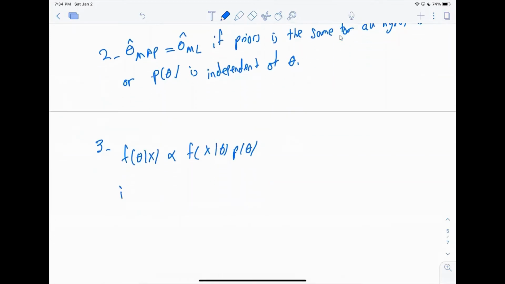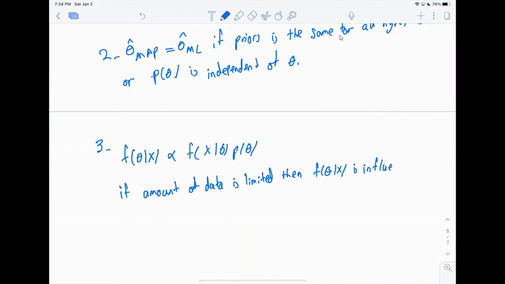So if the amount of data is limited, then f of theta given x is influenced a lot by the choice of prior. With an abundance of data, the posterior and the likelihood will pretty much converge to each other. So the choice of prior is not as important as when the amount of data is limited.